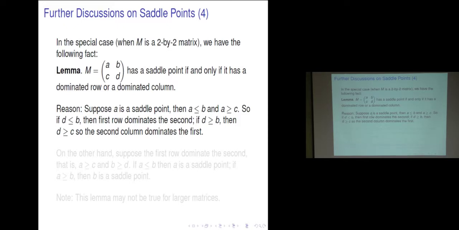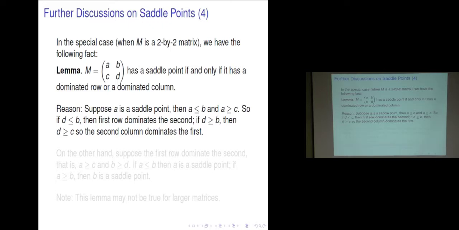Let's assume A is... okay, I don't want to get too complicated. So let's assume A is a saddle point. What does it tell me? By definition of a saddle point, A is the minimum of the row, so A is less than or equal to B. A is also the maximum of the first column, so A is bigger than or equal to C. So we have A is less than or equal to B, and A is bigger than or equal to C.